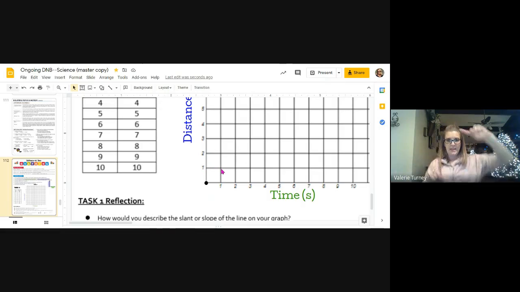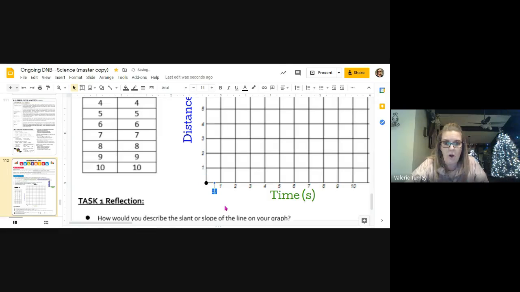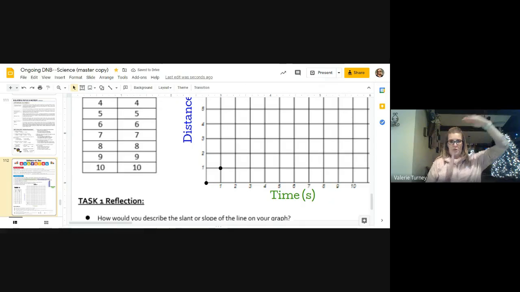So it's almost like taking it and bringing it together, almost like what we did with longitude and latitude. So you go seconds, goes up, meters goes this way, and where does it meet? That's where that dot is going to go, where it meets. All right, so you've got 1 second and 1 meter. So that second dot would go right there. 1 second, 1 meter. Bring it up and put the dot there.